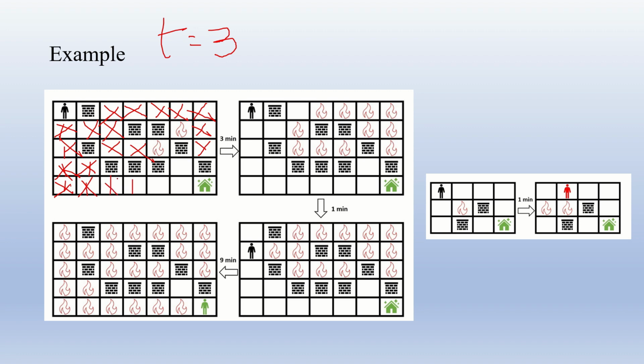At the next move, this fire will get caught. At the next move, this is fired. At the next move, this is fired. At the next move, this cell is fired. Finally, we reached the destination. So at time is equal to 3, we can reach the destination.